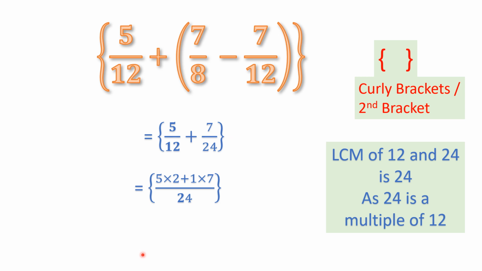Okay, so now we can just do the multiplication, and in the numerator, 5 multiplied by 2 gives us 10, plus 1 multiplied by 7 gives us 7. Now the last but not the least step is 10 plus 7. That gives us 17. We have done everything inside the second bracket, so we are just dropping the second bracket. And 17 by 24, this is our final answer.